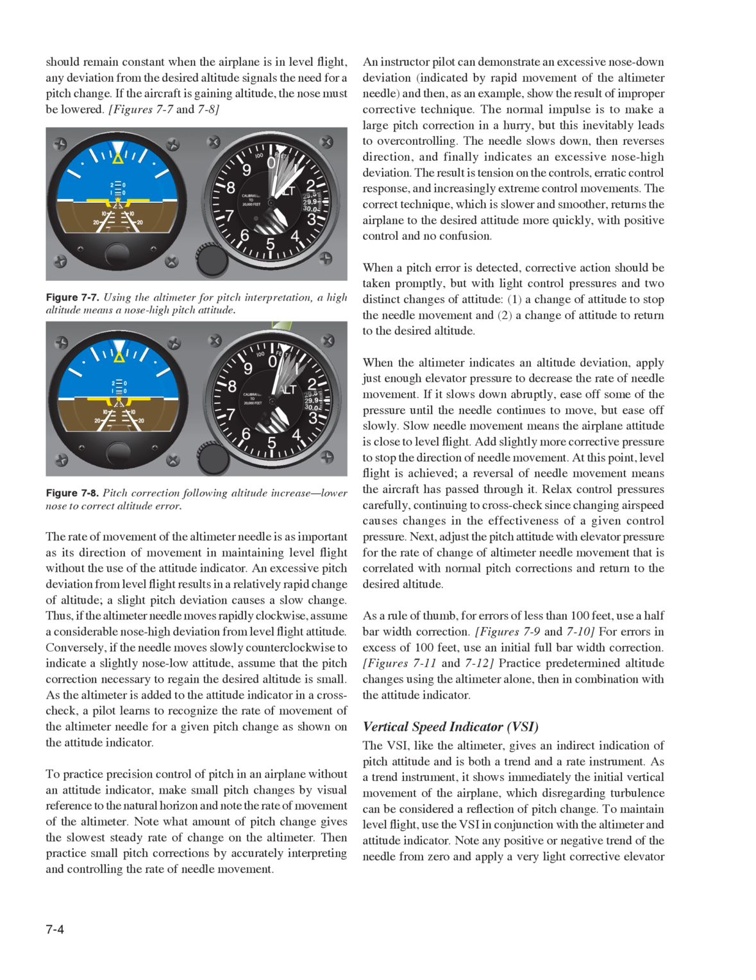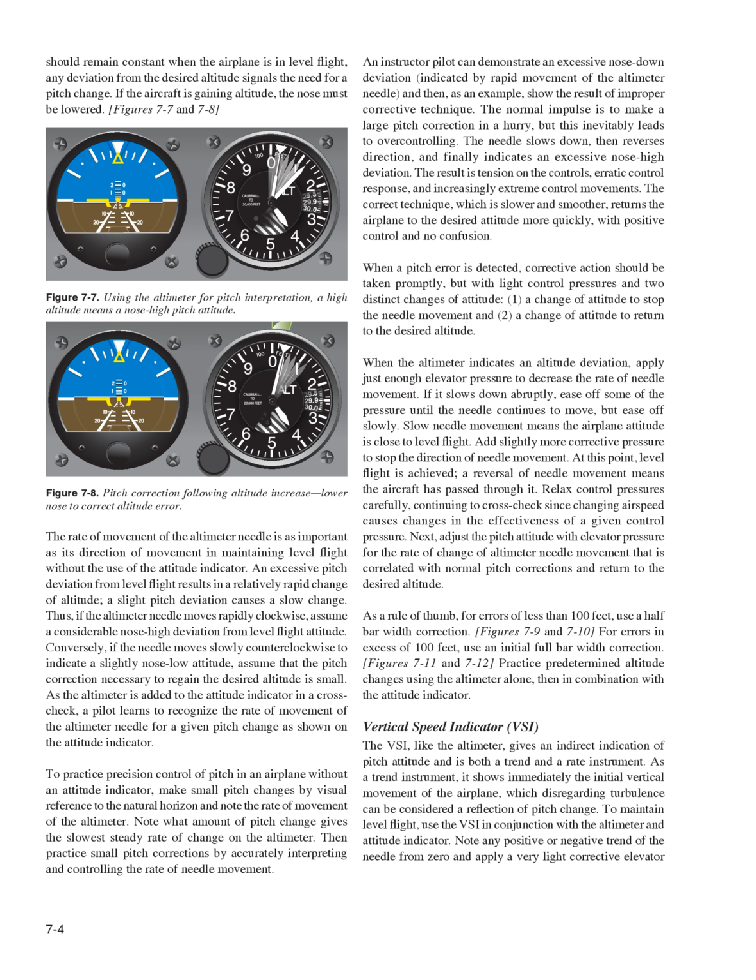Thus, if the altimeter needle moves rapidly clockwise, assume a considerable nose-high deviation from level flight attitude. Conversely, if the needle moves slowly counterclockwise to indicate a slightly nose-low attitude, assume that the pitch correction necessary to regain the desired altitude is small. As the altimeter is added to the attitude indicator in a cross-check, a pilot learns to recognize the rate of movement of the altimeter needle for a given pitch change as shown on the attitude indicator.